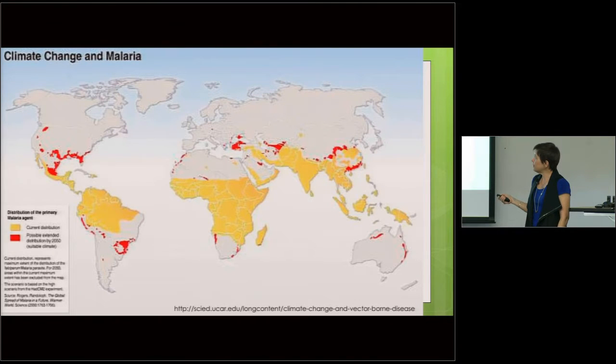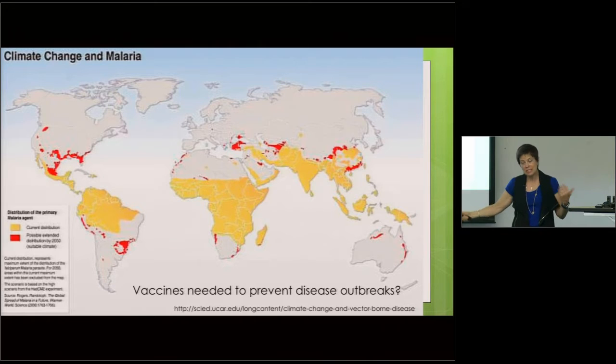And I threw this in, malaria as an example, but there are many diseases that, as climate shifts, are going to expand into places they have never been before. So malaria is an example. Maybe we're going to have malaria here in Florida. And so that goes into your next session, vaccines. With spreading diseases, are we going to need vaccines to prevent disease outbreaks?